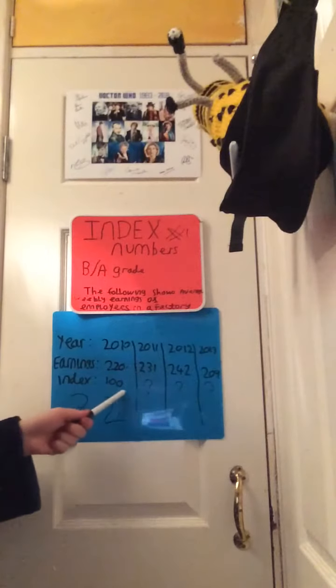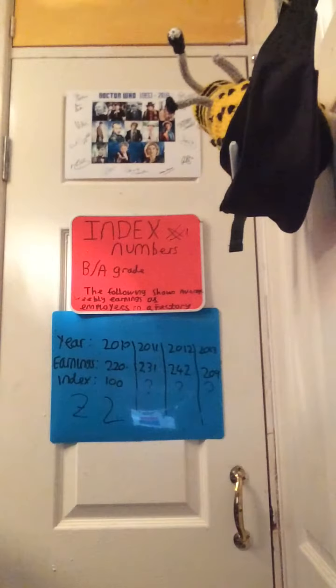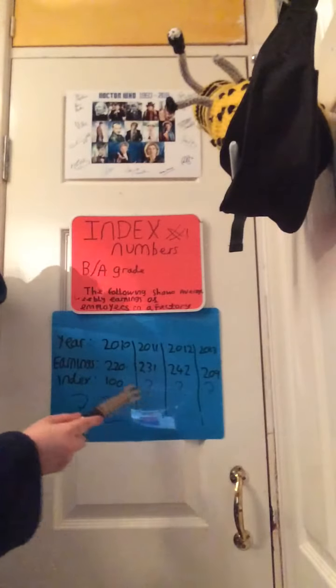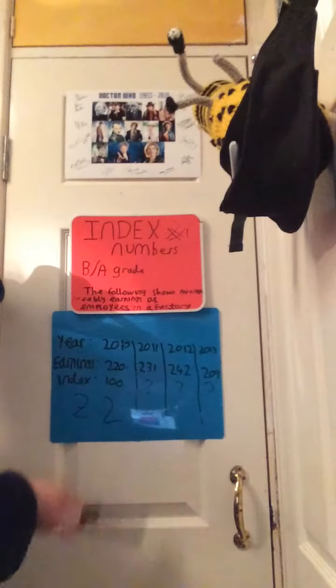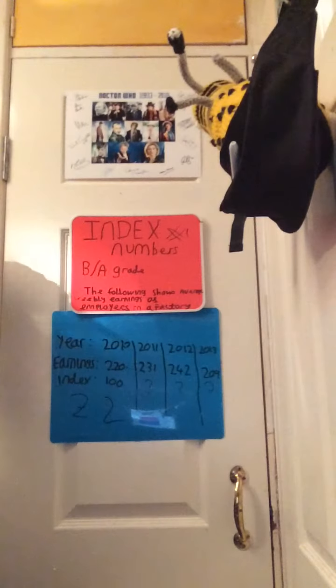And here we have the index, right? Now, 2010 is known as the base year because it's the first year that we have on this table. The base year is always known as 100. Now, we need to find out what the index is going to be for 2011, 2012, and 2013. That's how it'll come up in tests.